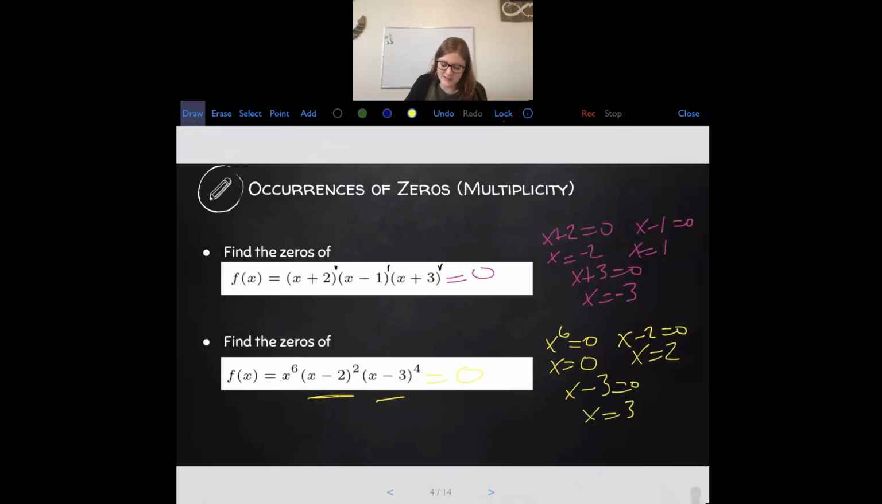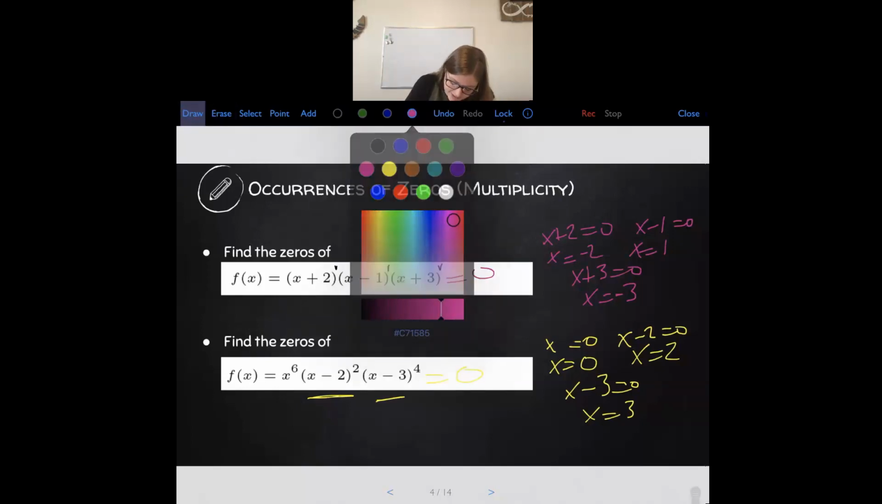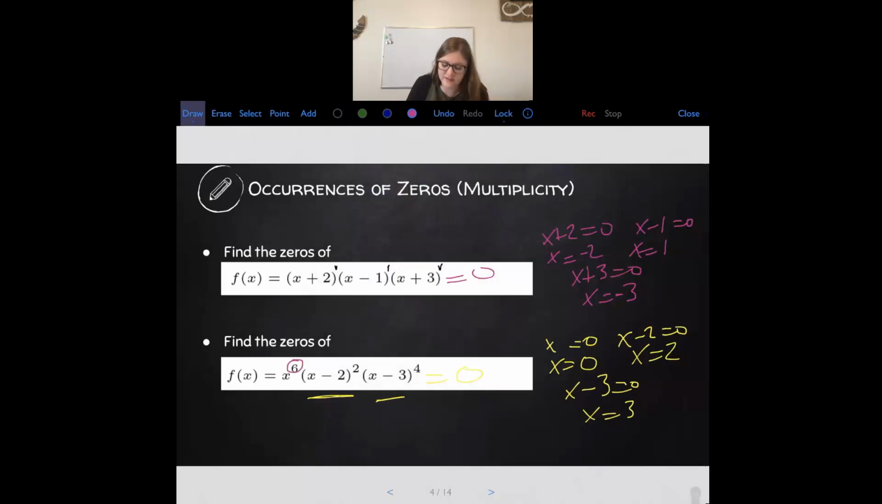Now each of these has a different multiplicity. I should have just set x equal to 0. For x to the 6th power, this 6 gives us the multiplicity. This 0 occurs 6 times, so x equals 0 has a multiplicity of 6. For x equals 2, the multiplicity is 2. And for x equals 3, the multiplicity is 4.